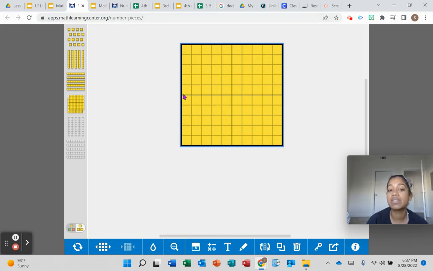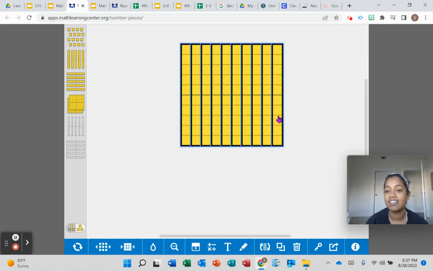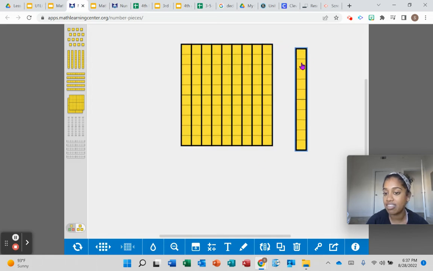Now, if I want to split this into 10 equal pieces, this would now become a tenth because this is part of my whole. This is 1/10. This is a piece of my whole cookie.